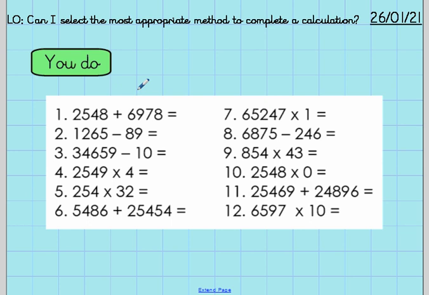Is it multiplied by 0? Is it multiplied by 1? Is it multiplied by 10? Is it add or subtract 10 or 100? Okay, can we do it simply without using a column?